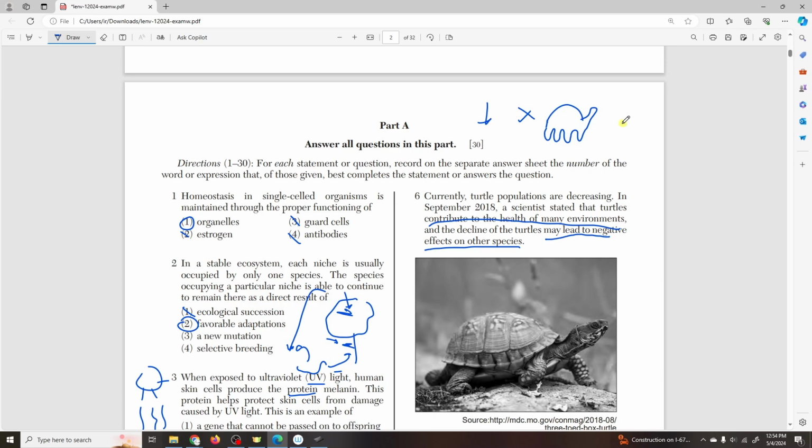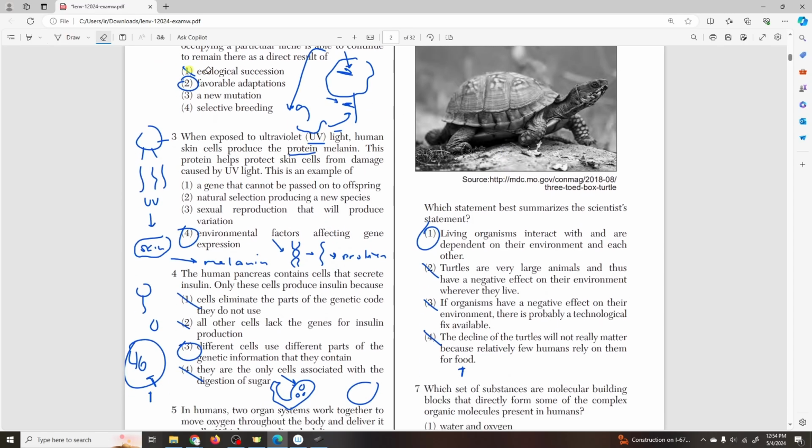it's bad for other animals, right? It leads to negative effects on other species. So when you don't have turtles, the environment suffers. And guess what this one says? This one says that living organisms interact with and are dependent on their environment and on each other. So living organisms are dependent on each other because they interact with one another. If the population of other animals decreases when the population of turtles decreases, that means that they are dependent on one another because the population of one depends on another.